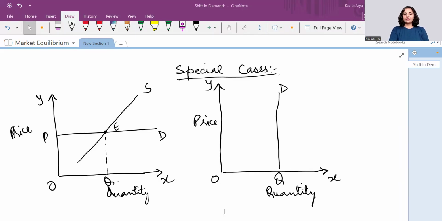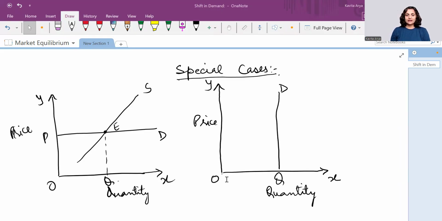Here we proceed. Okay. When we talk about special cases, what do we mean by these? These mean perfectly elastic or perfectly inelastic cases, right? So what happens when one of the demand or the supply forces is perfectly elastic or perfectly inelastic and the other force increases or decreases?